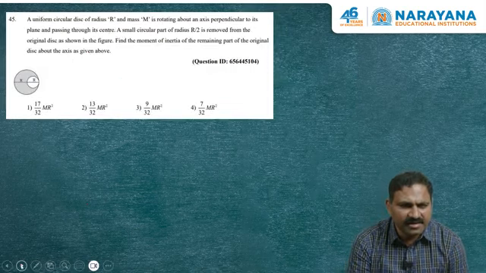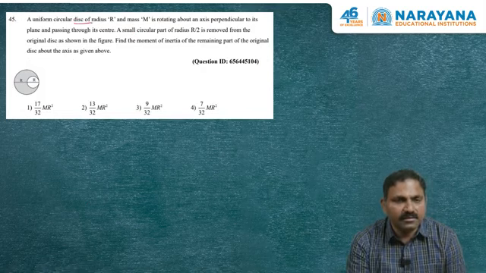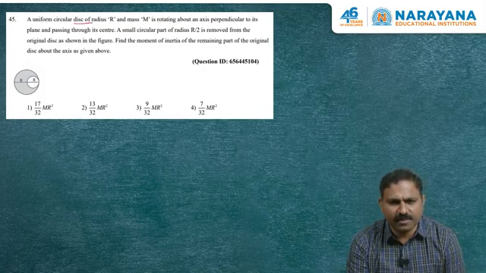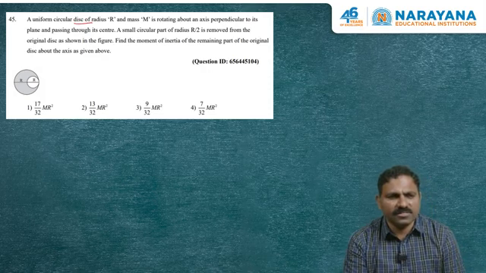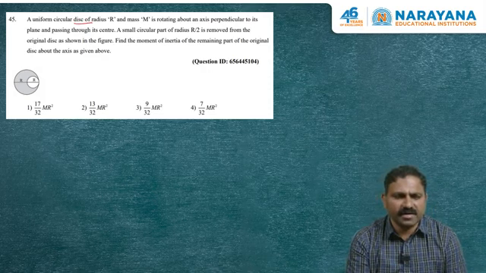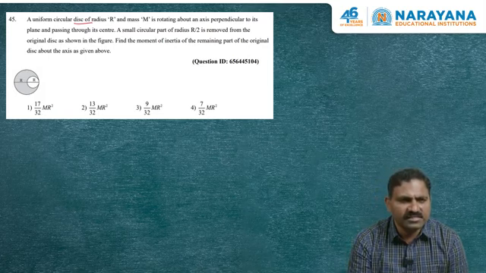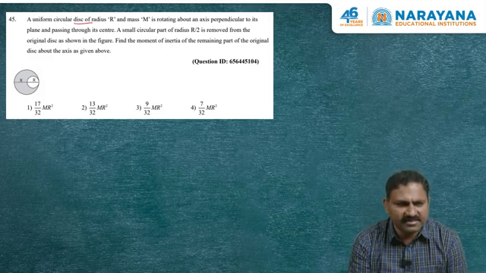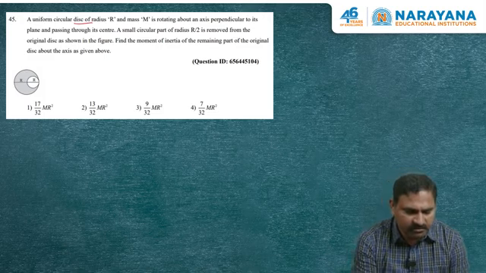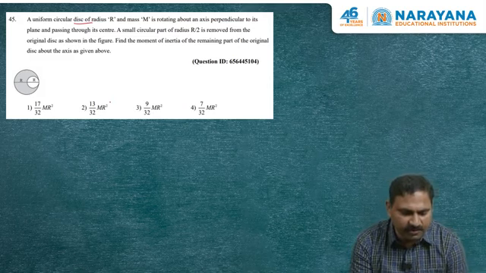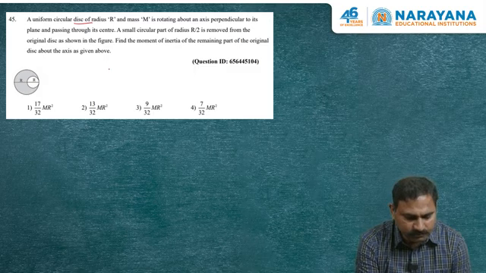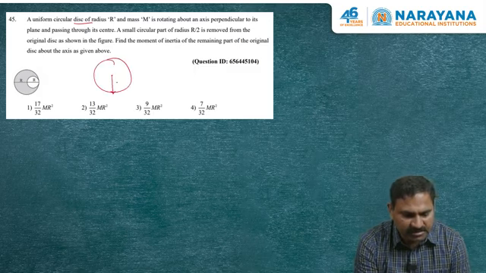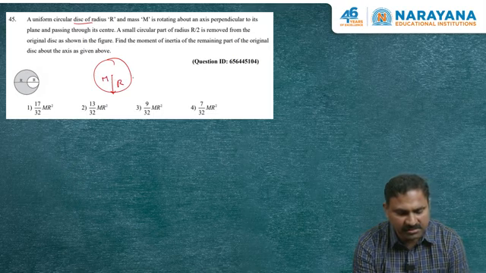A uniform circular disc of radius r, it is given disc, and mass m is rotating about an axis perpendicular to its plane and passing through its center. A small circular part of radius r by 2 is removed from original disc and shown in figure. Find moment of inertia of remaining part of original disc about the axis as given above. So first of all, moment of inertia of original disc, in this case it is disc given, mass of disc is m, radius r. About its central axis, original moment of inertia is mr square by 2.